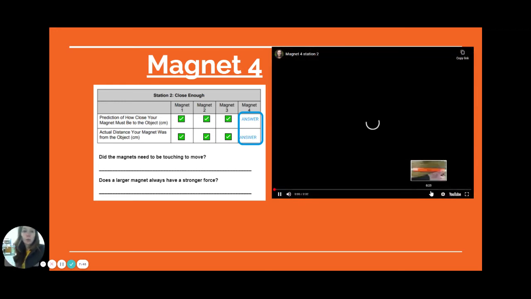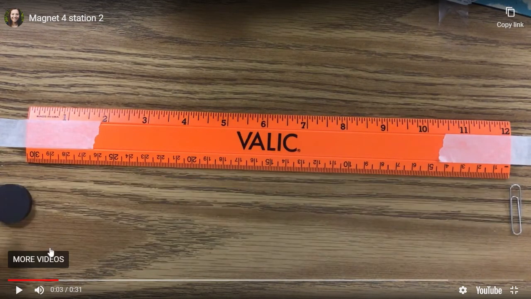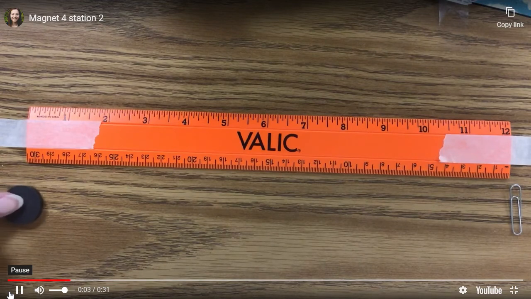We are finally on to magnet 4, and this is our last magnet. So we're going to make our prediction first, just like we have before. This is the magnet this time, it's circular. What do you predict will happen with the attraction to that paperclip? Do you think it will be more than it had been before? Write your prediction on the top box for magnet number 4. Don't forget to write centimeters. If you're still writing, pause the video. We are now going to go test it out.